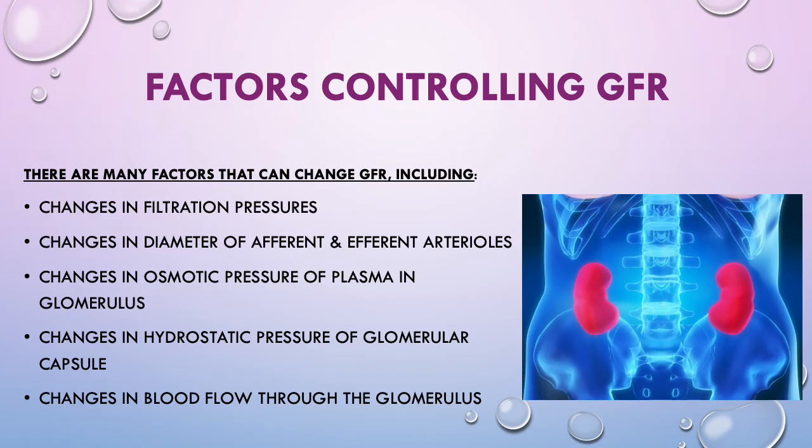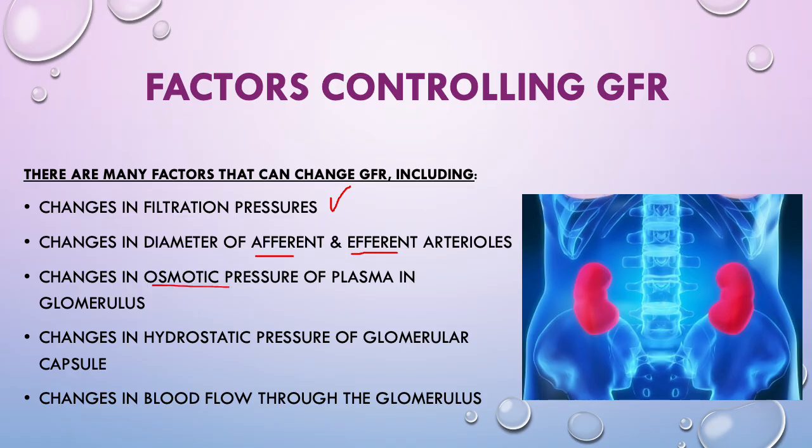So, factors that control the GFR. Okay, factors that control the GFR are simple. Changes in the filtrating pressures, meaning the hydrostatic pressure of the glomerulus versus the other two, right? Changes in the diameter of the afferent arteriole and changes in the diameter of the efferent arteriole, okay?